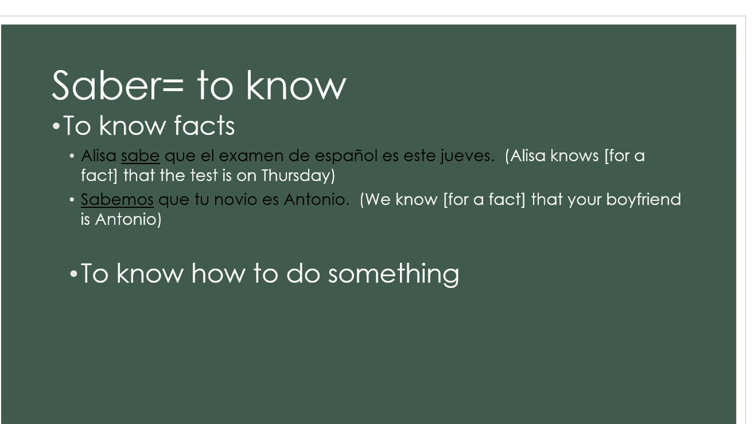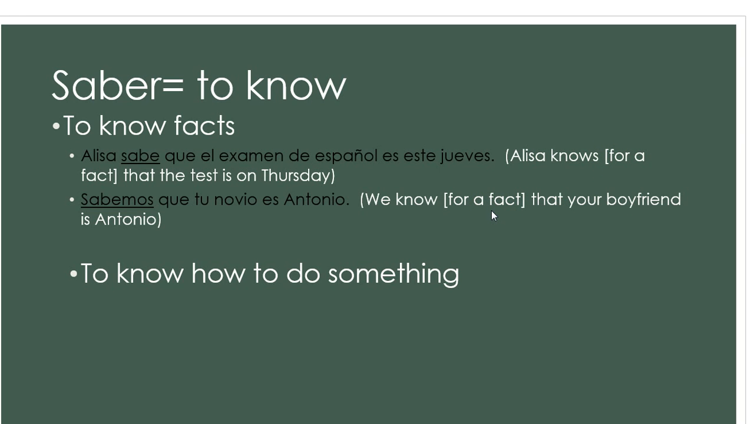Look at the second example. Sabemos que tu novio es Antonio. We know for a fact that your boyfriend is Antonio. In both of these sentences, I can add "for a fact" and it makes sense. Let's look at the next example.